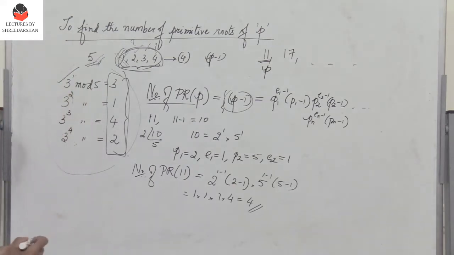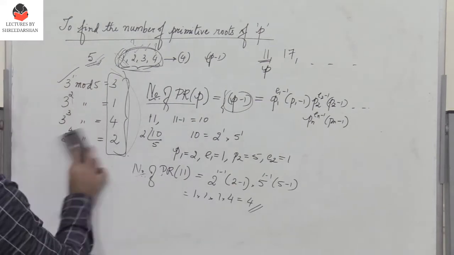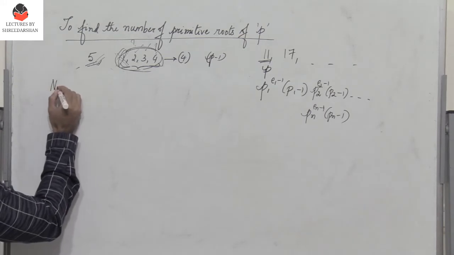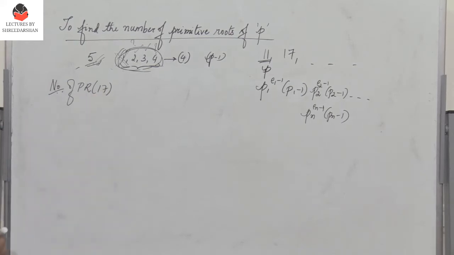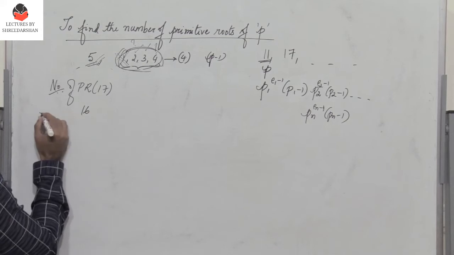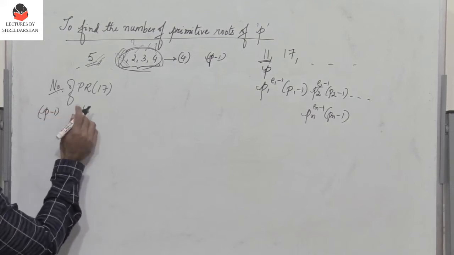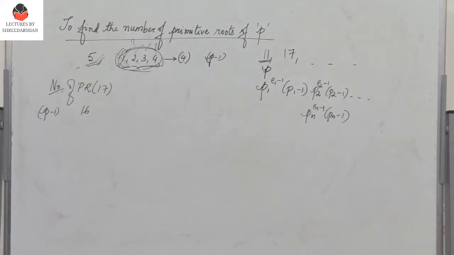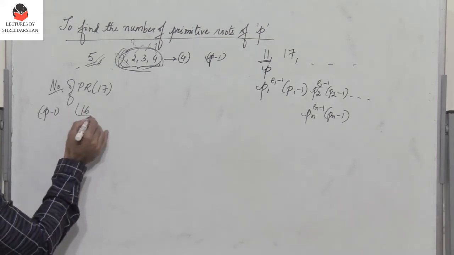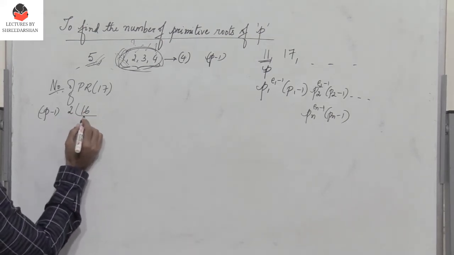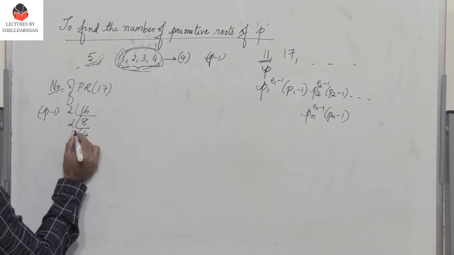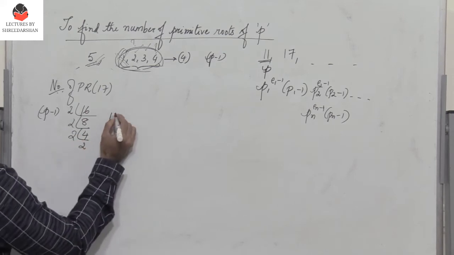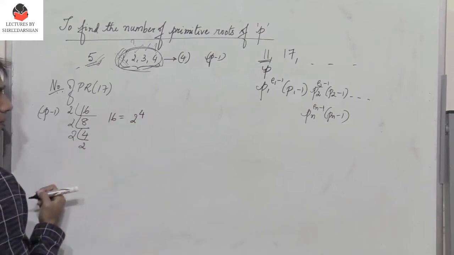So now let's calculate for 17. Let's take a few examples. So the next example, if I need to find the number of primitive roots of 17, what do I consider? I have to consider P minus 1. So P minus 1 is 16, and 16 has to be expressed as a product of prime powers. So I go on dividing 16 by prime numbers. Divide 16 by 2, I get 8. Again by 2 I get 4, again by 2 I get 2. So 16 can be written as 2 power 4.